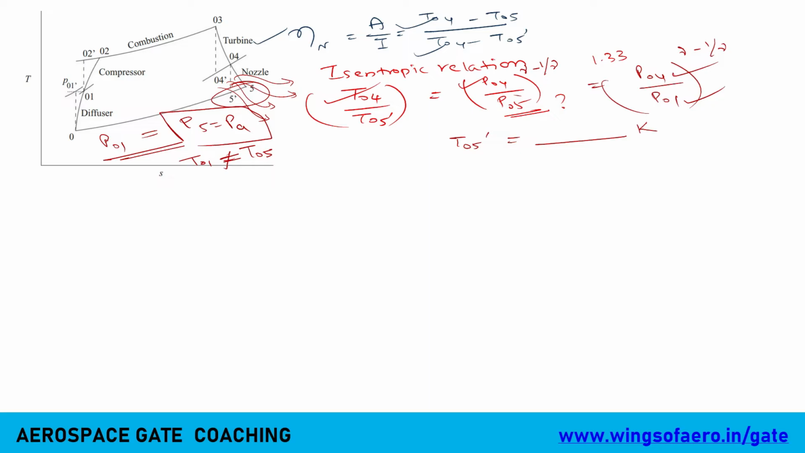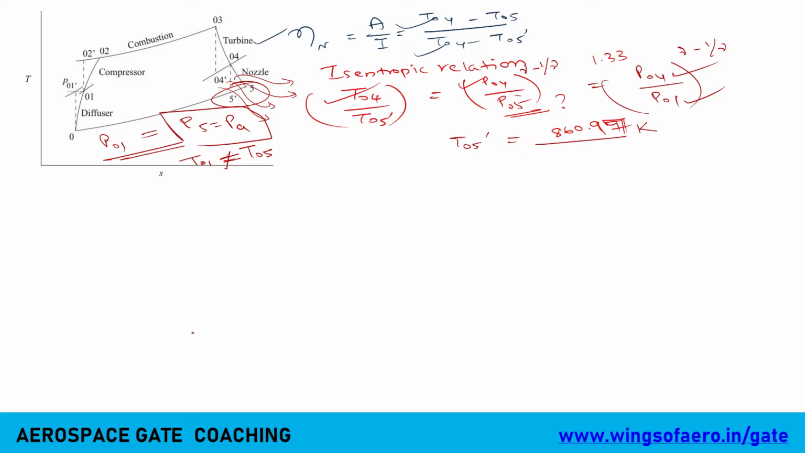Now, can anybody tell me what will be the value of T naught 5 prime? T naught 5 prime is 861.97. Okay, 0.97. All right. So this is the value you are getting.